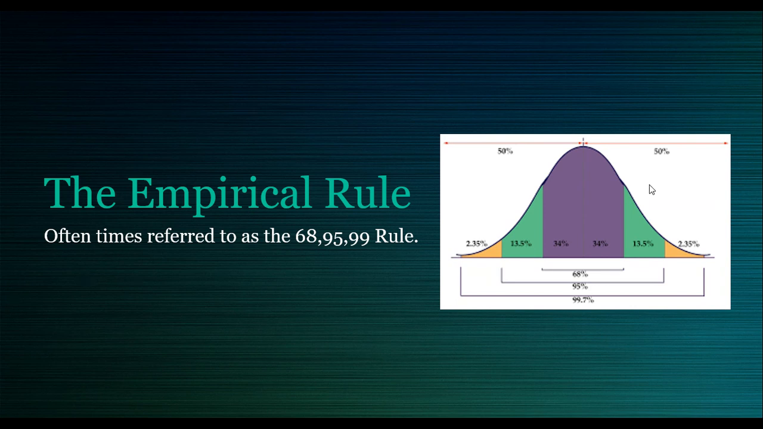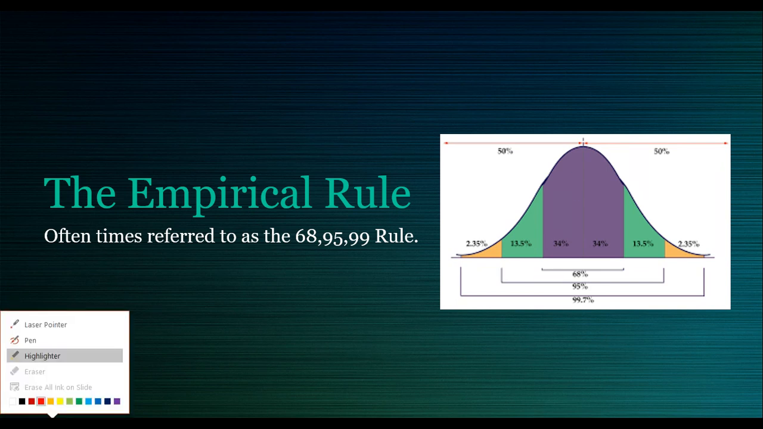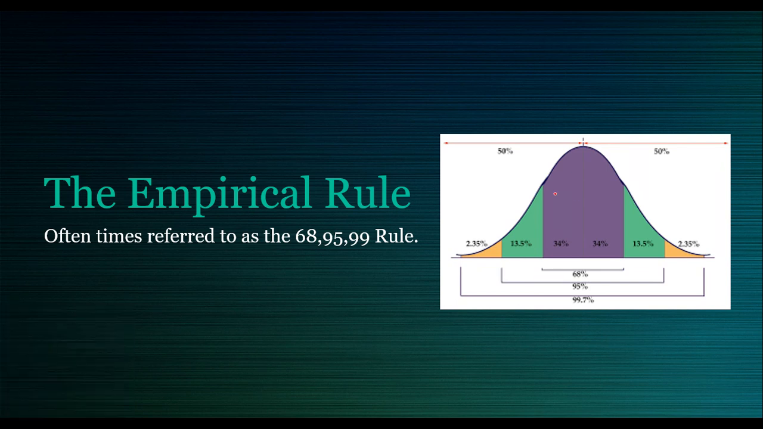This curve represents 100% of your data. And within one standard deviation, here's the mean. If that was the mean and it's a straight curve, in this direction, that's one standard deviation, and this is one standard deviation. So within one standard deviation of the mean, it has 68% of the data.